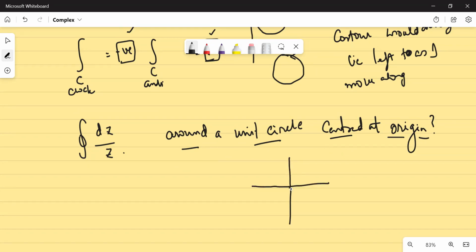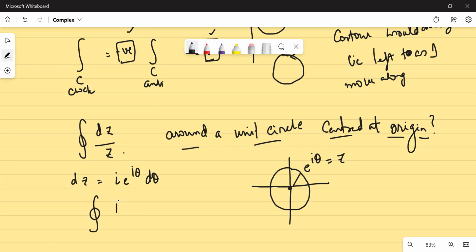If I have origin here and there is a unit circle, any point on the circle can be written as e raised to the power iota theta, मानते हो? So any point on the unit circle can be written as r e^(iota theta), and r is 1. And dz would then be iota e^(iota theta) d theta, yes or no? So this will be the integration over the closed contour of iota e^(iota theta) d theta divided by e^(iota theta), yes or no?